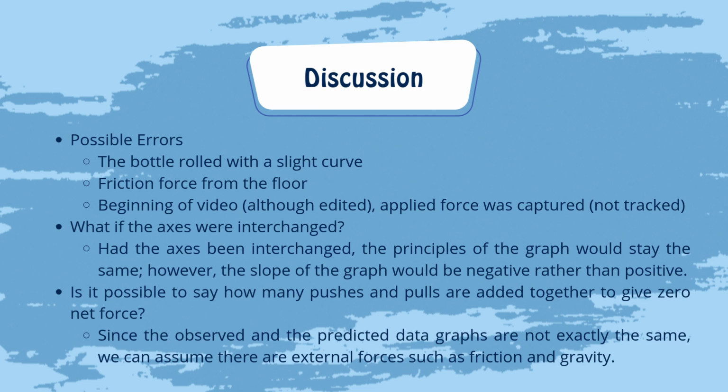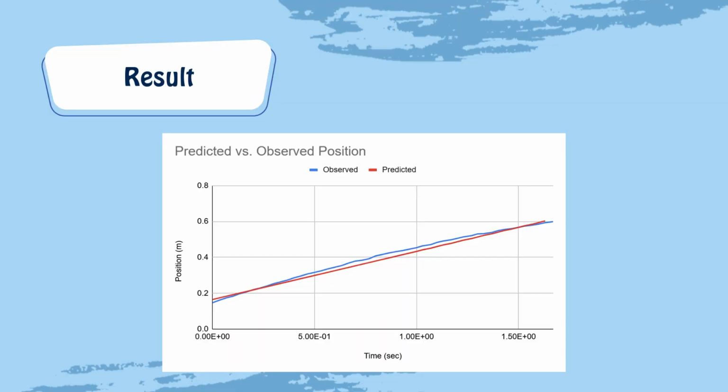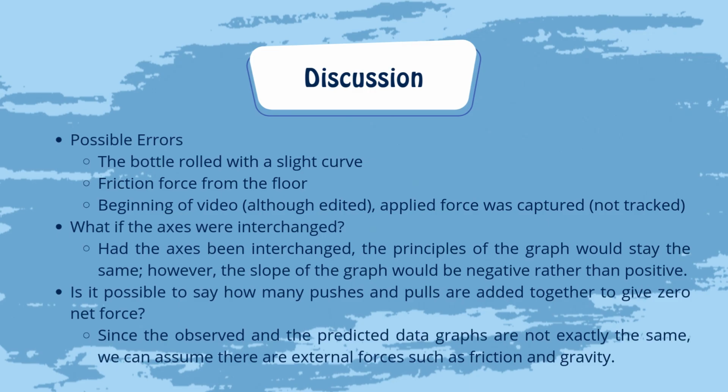And if the axes were interchanged, that would just mean that the principles would stay the same. The velocity is still constant, but the slope would be negative. So instead of going from left to right over the time, we would go from right to left. But it would still be constant. And since they are similar, there were probably forces that did end up canceling out. But since they are just a little bit different, we can assume that there were smaller forces such as friction and gravity at play.